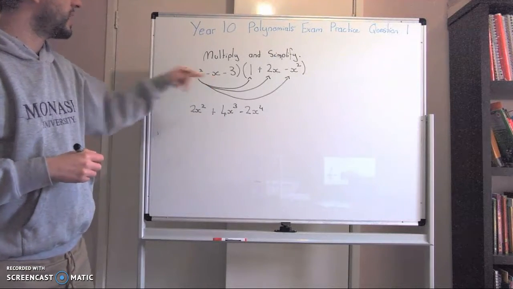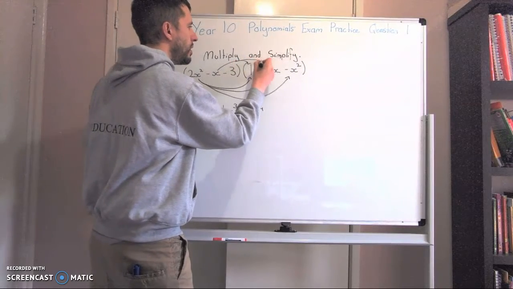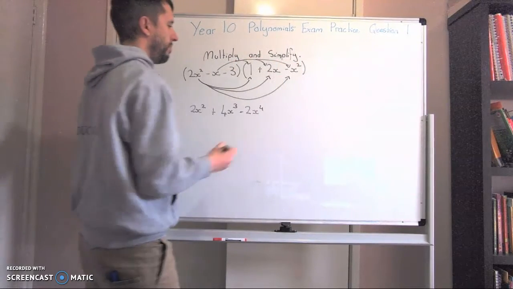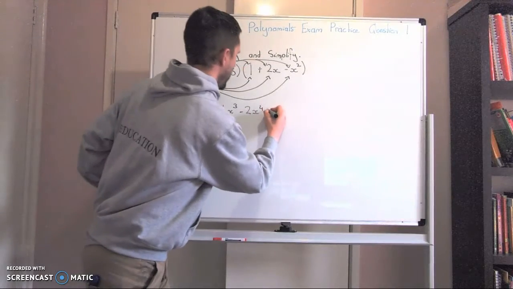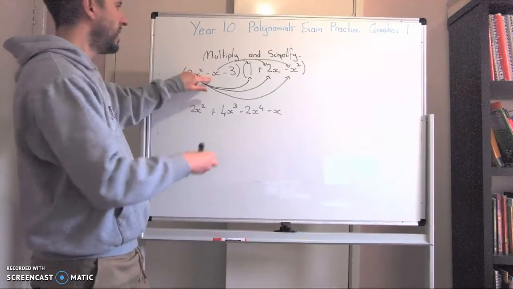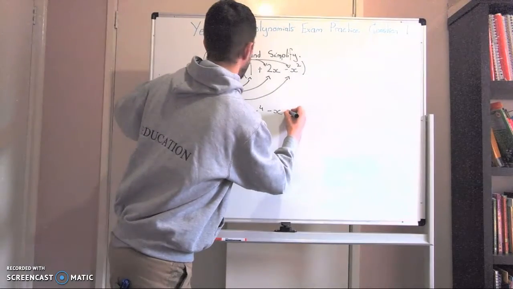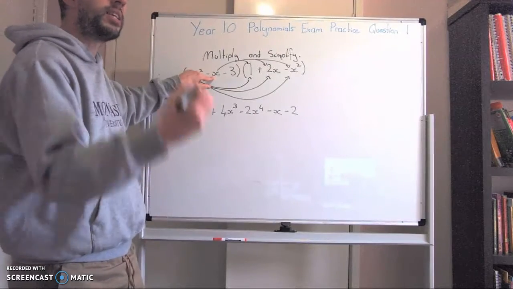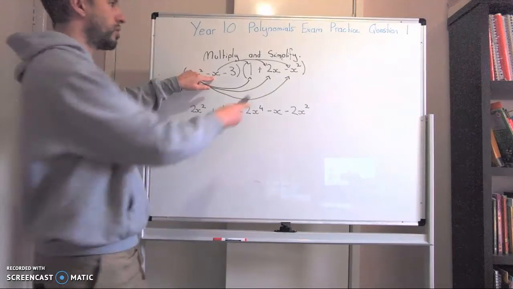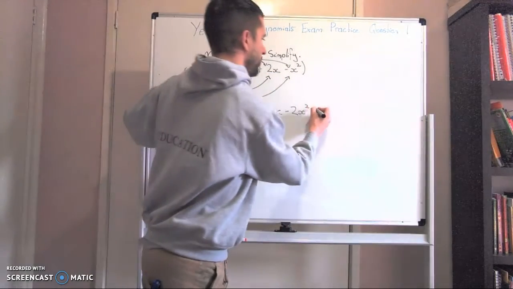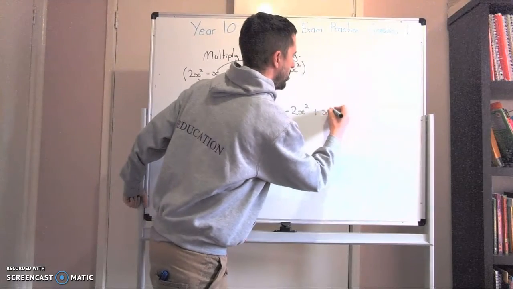And that is looking at negative x. Now negative x is the same thing. It must multiply with everything in the second bracket. So negative x times 1 is just negative x. Negative x times 2x, well, negative 1 times 2 is negative 2, and x times x is x to the power of 2. Then negative x times negative x squared: a negative and a negative is a positive, and x times x to the power of 2 is x to the power of 3.